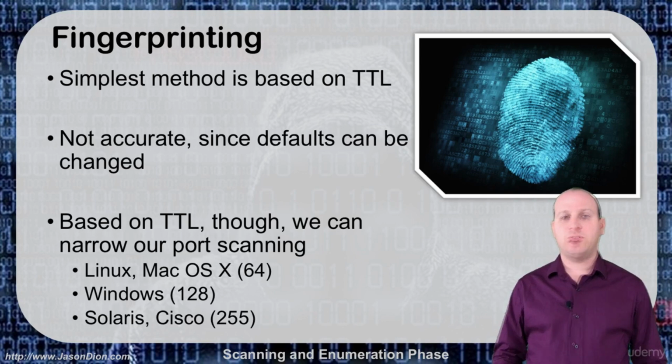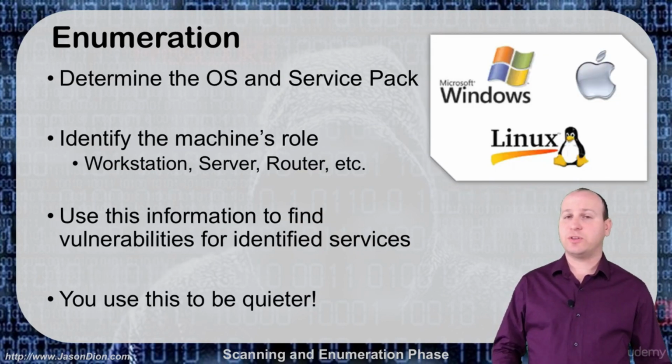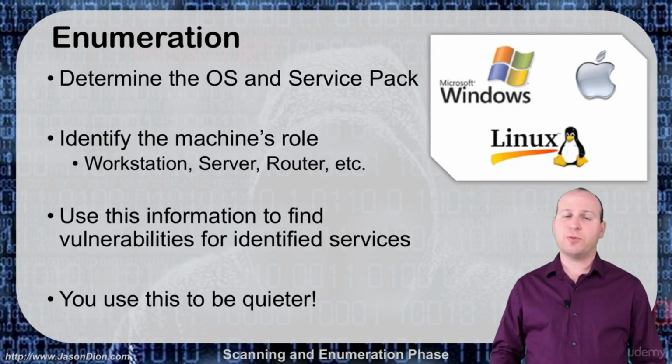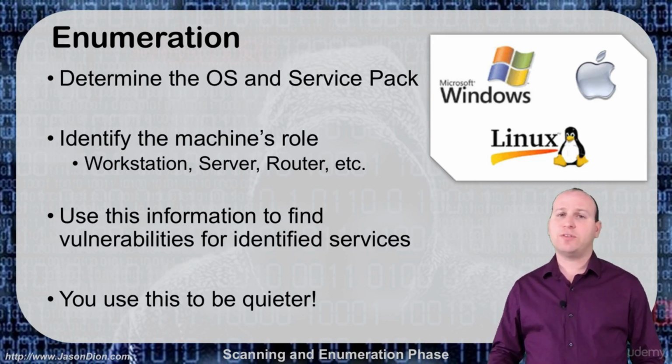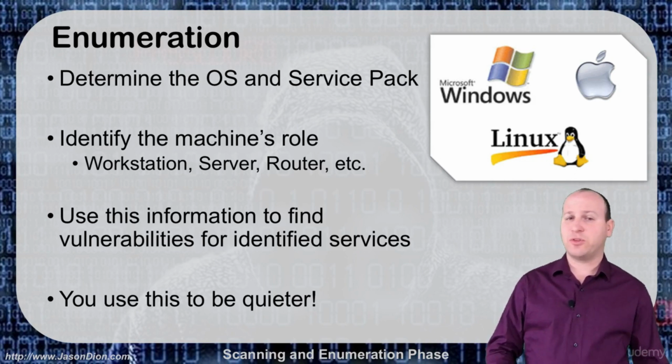So the next stage after we do our scanning is our enumeration. And we talked about this before, that enumeration is finding out those nitty-gritty details. We're going to determine the OS and the service pack that we're running, and we can identify the machine's role. Is it a workstation, a server, a router, some other infrastructure device?